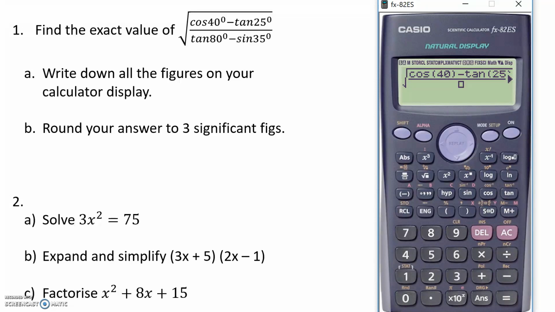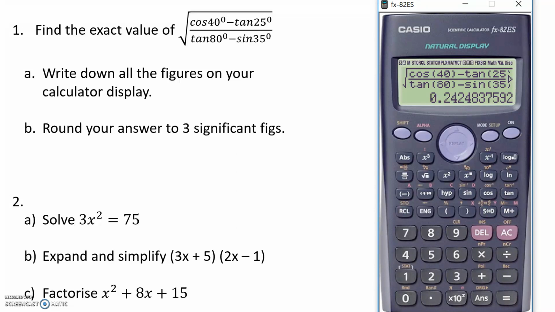Let's use my purple circle to go down. We want tan 80. Close the brackets. Subtract sine 35. Close the brackets. Scroll back. Right, just make sure yours looks exactly like the one on the paper. If it does, we can't go wrong. Okay, mine's looking good. Let's press equals. We get 0.2424 blah blah blah. Write down all the figures on your calculator display.